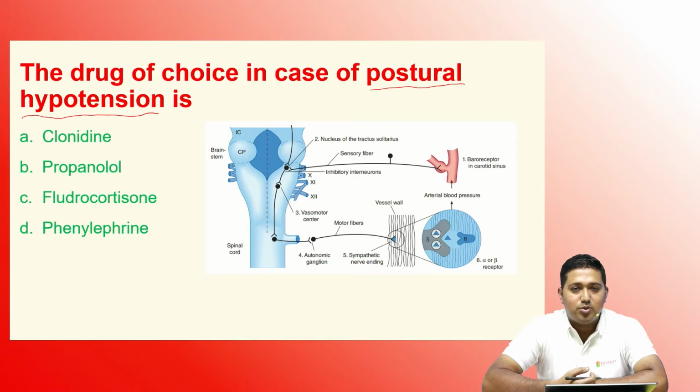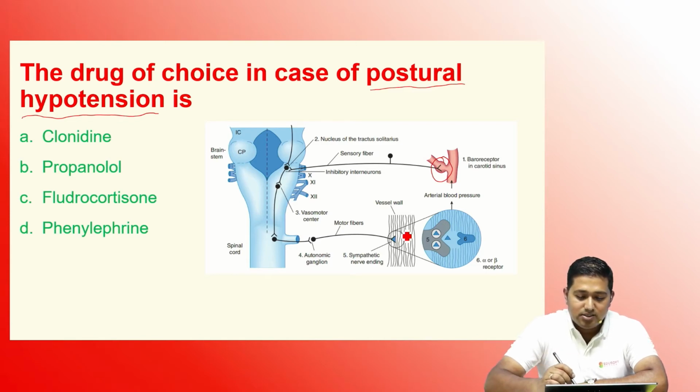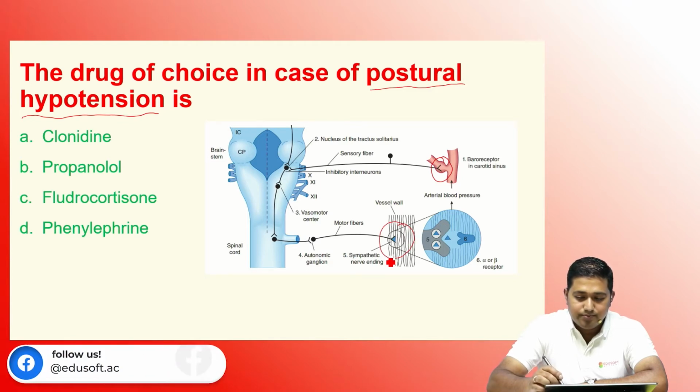Because of the peripheral pooling of blood, the stretch on the baroreceptors is reduced and they need to send impulses to the central nervous system. From there, a sympathetic outflow constricts the blood vessels and increases the blood pressure. But in postural hypotension, this phenomenon is not occurring. So you need to either increase the sympathetic discharge or increase the blood volume. There are 2 mechanisms by which you can treat these patients.